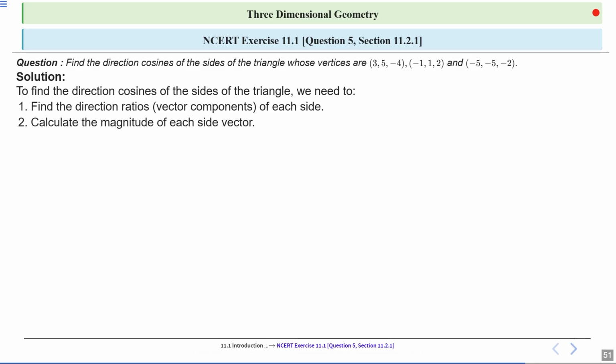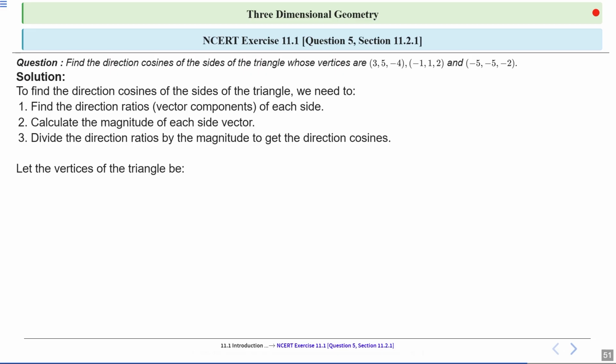Next, we need to calculate the magnitude of each side vector. The magnitude is found using the formula magnitude equals square root of a square plus b square plus c square, where a, b, and c are the direction ratios we just found. Finally, to get the direction cosines, we divide each direction ratio by the magnitude of the vector. So if the direction ratios are a, b, c, and the magnitude is r, then the direction cosines are a divided by r, b divided by r, and c divided by r.